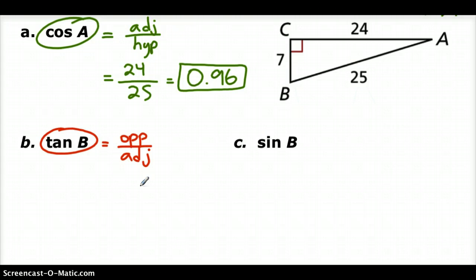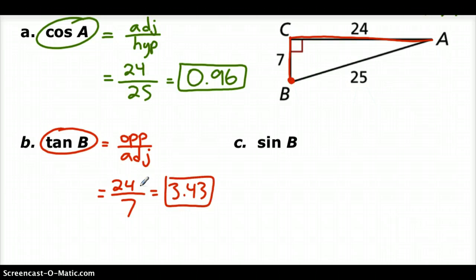Okay, so again, we're looking at B now. So the opposite leg to B is the one that is not connected to our vertex of B. So it's going to be this one right here. Okay, so it's going to be equal to 24 over the adjacent leg to B, which is the one that's connected to B, so it's going to be 7. Right, so 24 over 7. And that is going to give us 3.43 by rounding.